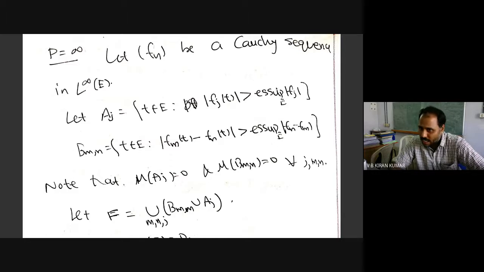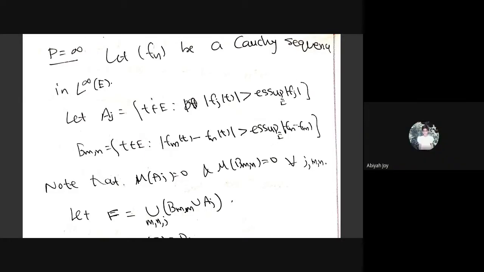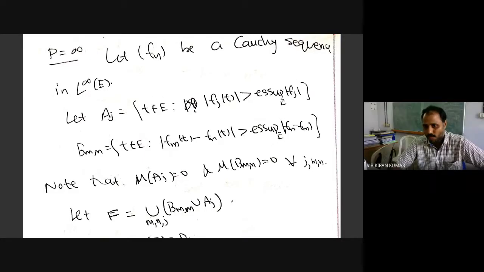Because the essential supremum is an essential bound, the set of t where the values of mod fj exceed it must have what measure? Measure 0, because this is an essential bound, right? Yes, sir. So the measure of AJ will be 0.